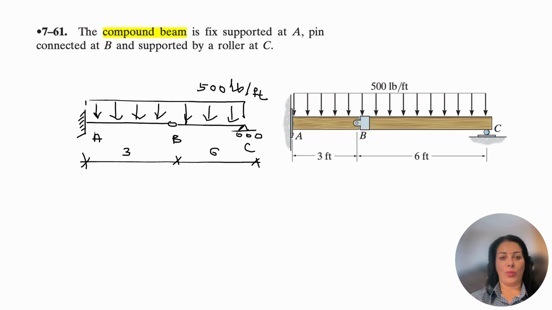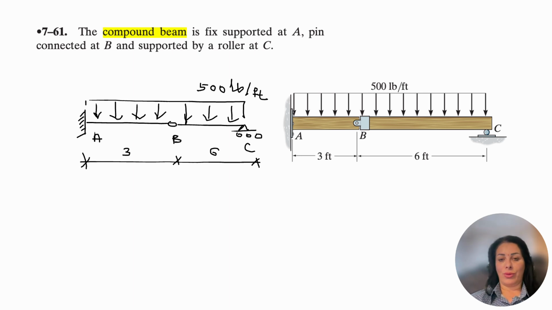It is a compound beam, which is fixed supported at point A. We have a beam which is connected at B and supported by a roller at point C. We have an external load of 500 pounds per foot, and we have 3 unknowns at the fixed support, 2 unknowns at the pin or joint at point B, and 1 unknown at point C, which will be a vertical reaction for a roller. So 6 unknowns. Since we have only 3 equations of equilibrium, we need to split the system into 2.